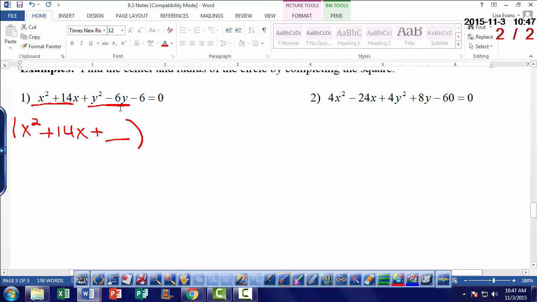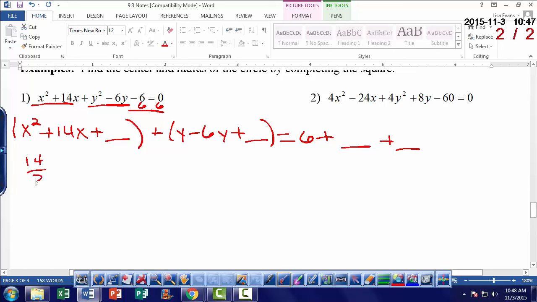Then I'm going to go ahead and write my y's. So we have y squared minus 6y plus a blank. Now, you want to move this over, so we're going to add the 6 to both sides, so the constant's on the other side. Now notice, I have 2 numbers I'm going to add on the left, which means I'm going to have 2 numbers that I need to add on the right. So I'm going to go ahead and complete the square 2 times. I'm going to do it for my x. So 14 divided by 2 squared is 49. So I'm going to add 49 to the left. I'm going to add 49 to the right.